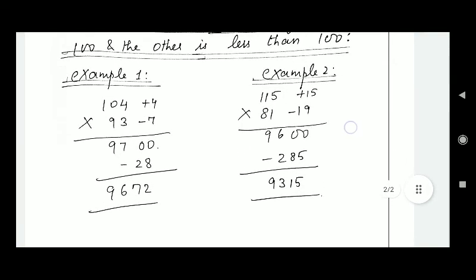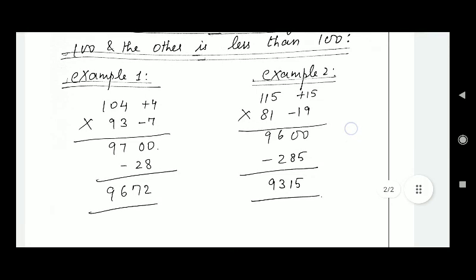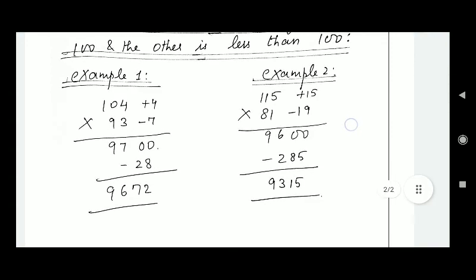I am considering example 2. The first number is between the range from 110 to 120. The second number is between the range from 80 to 90. So let me consider 115 into 81. Since 115 is 15 more than 100, I am writing it as plus 15. And 81 is 19 less than 100, so I am writing it as minus 19. 15 times minus 19 will give, since I know that 15 times 20 is 300, and I have to subtract one more 15 from that, a value of 285. So I have to subtract 285.